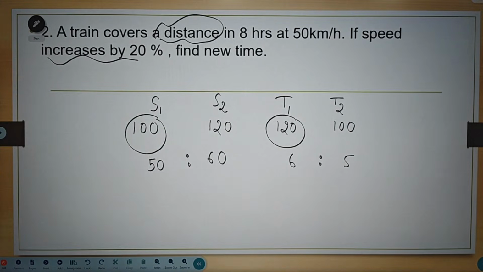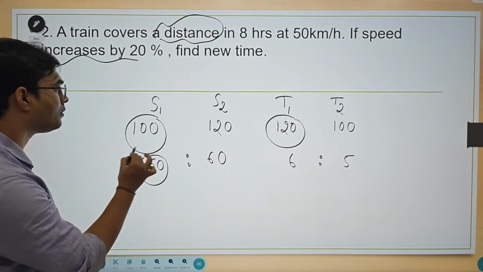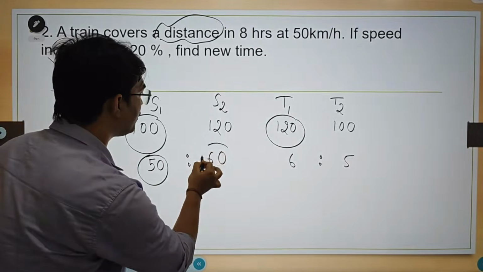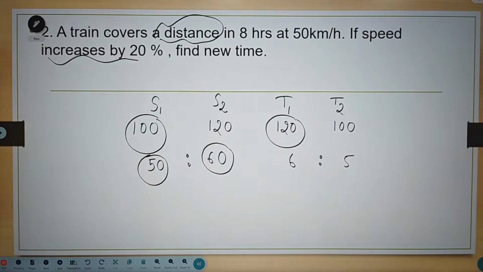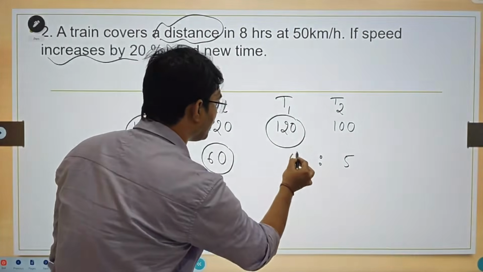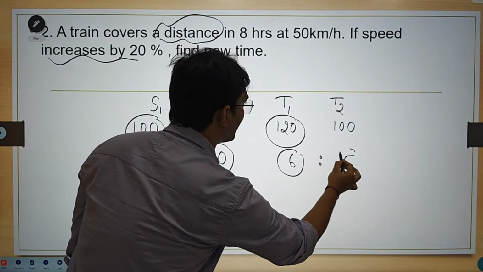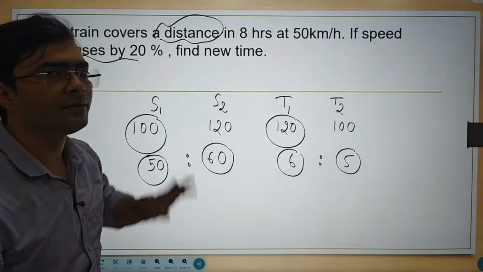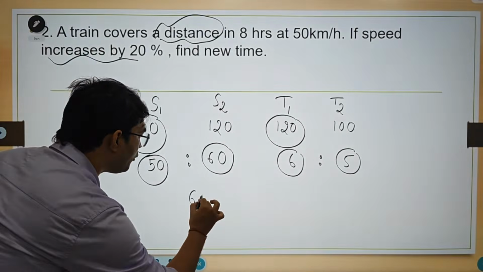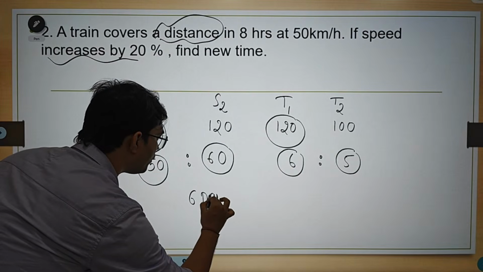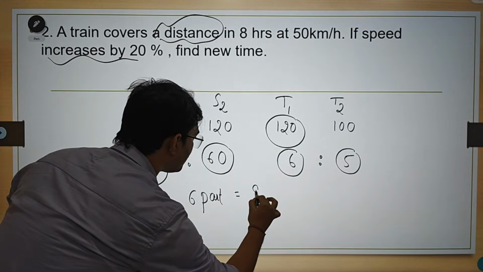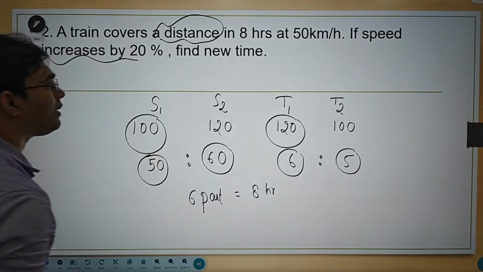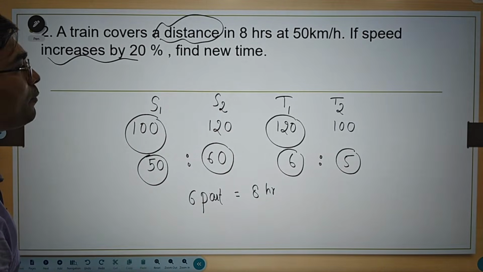Now you can match this. 50 km. What should be the speed here? 60 km. If the speed is increased by 20%, find the new timing. What is the new timing? We have to find out. Here 6 part, this part is 5 part. Then what is the time given in the first case? 8 hours. So can I say the value of 6 part will be equal to 8 hours? And we are supposed to find the value of time, which is 5 part.